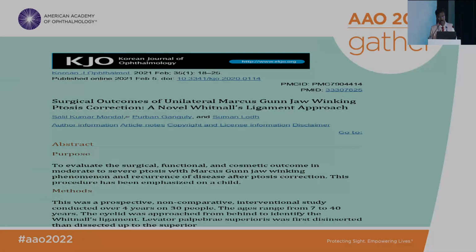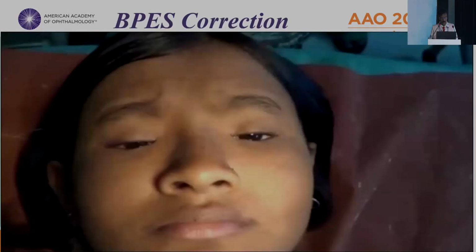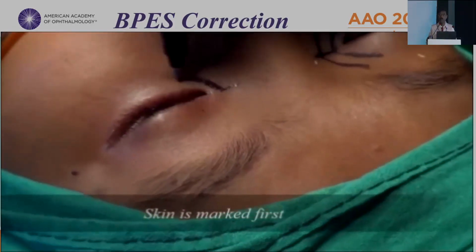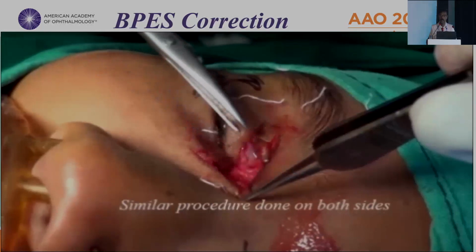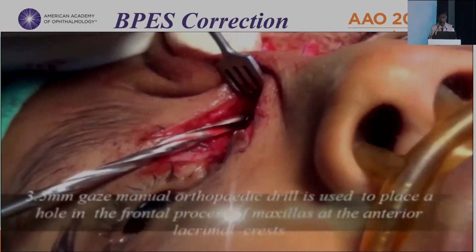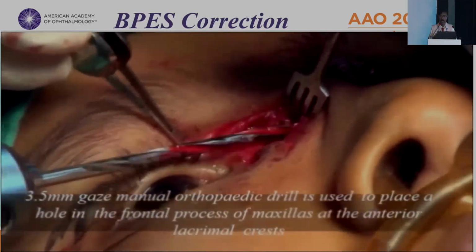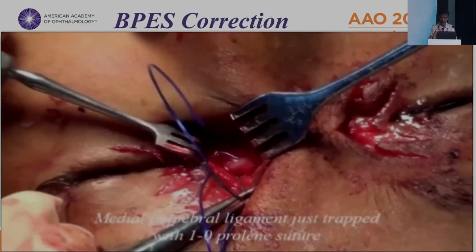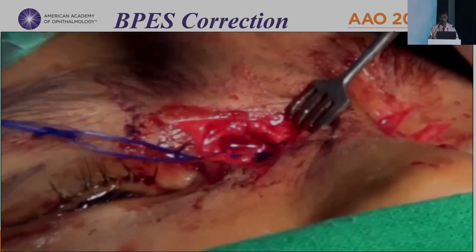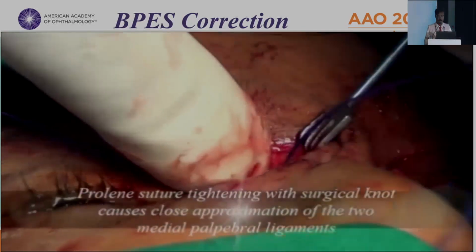This is published in Surgical Outcome of Unilateral Marcus Gunn Jaw-winking Ptosis, a novel Whitnall's ligament approach, in South Korea. This last slide is BPS correction. In BPS, I have first corrected the superficial component of the telecanthus by double Z-plasty. After that, the deeper component is corrected by transnasal wiring: a drill is done, then close approximation of the two medial palpebral ligaments through the bony tunnel and tied down.